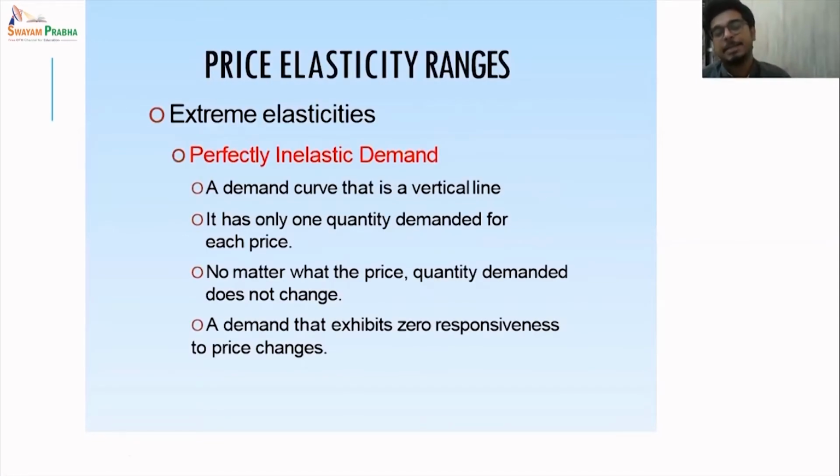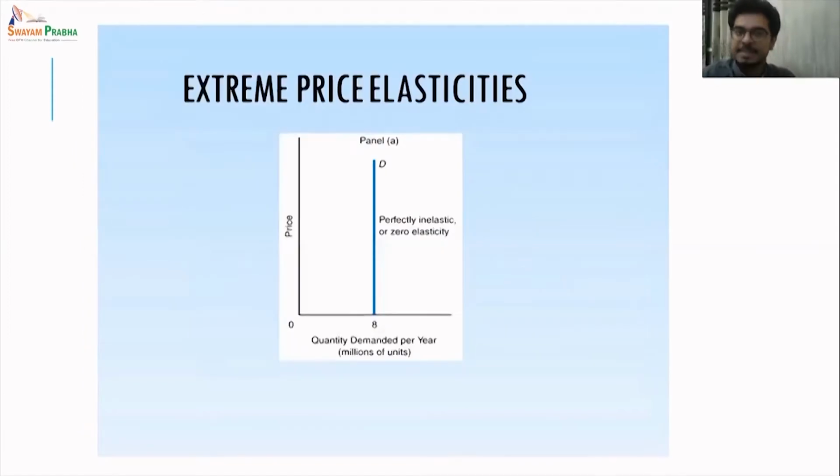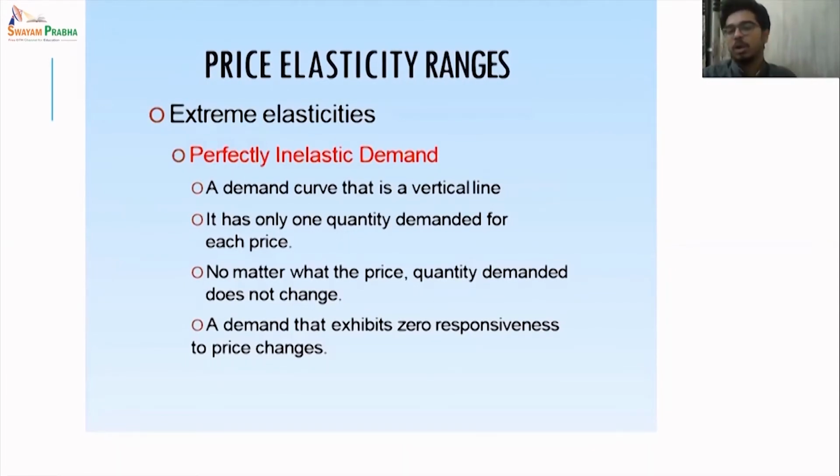So there are certain extreme elasticities, which can be perfectly inelastic demand and perfectly elastic demand. Perfectly inelastic demand is when the demand curve is a vertical line, parallel to the y-axis. What happens? It has only one quantity demanded for each price. For each price, only one quantity demanded. No matter what the price changes, the quantity demanded does not change. A demand that exhibits zero responsiveness, that is a complete inelasticity, perfect inelasticity.